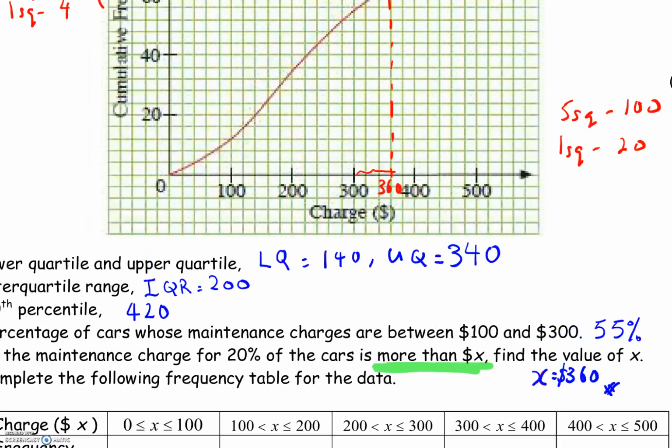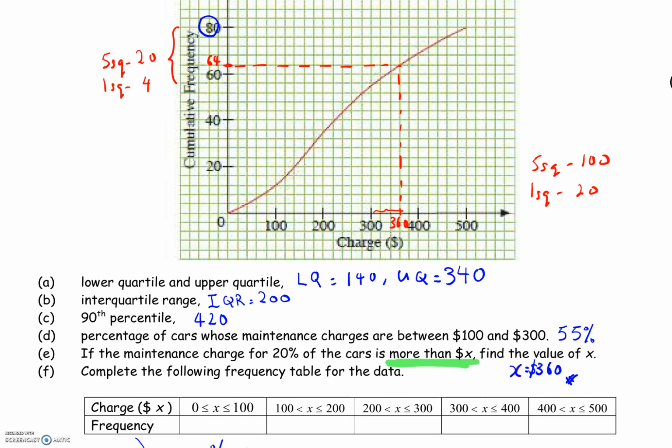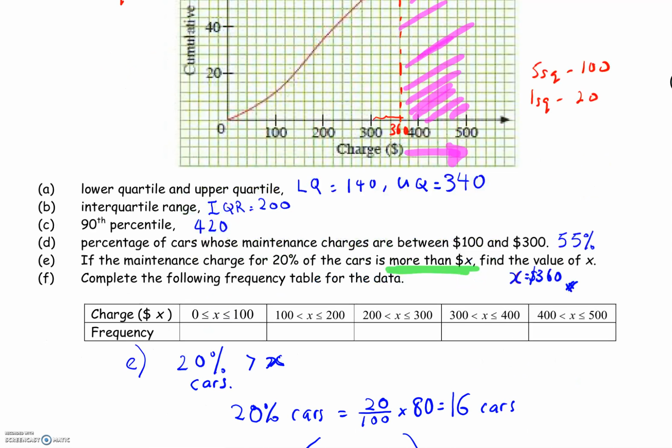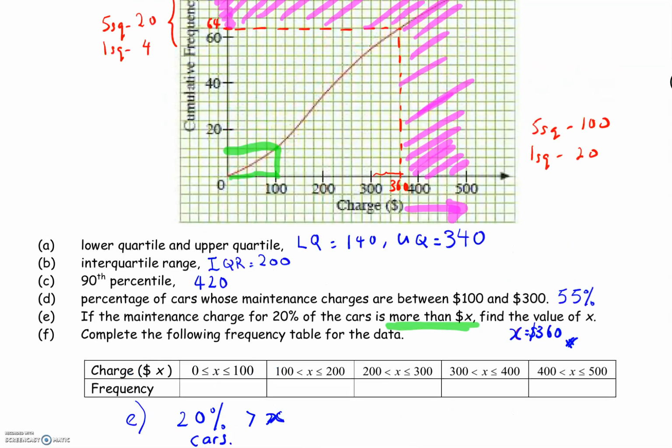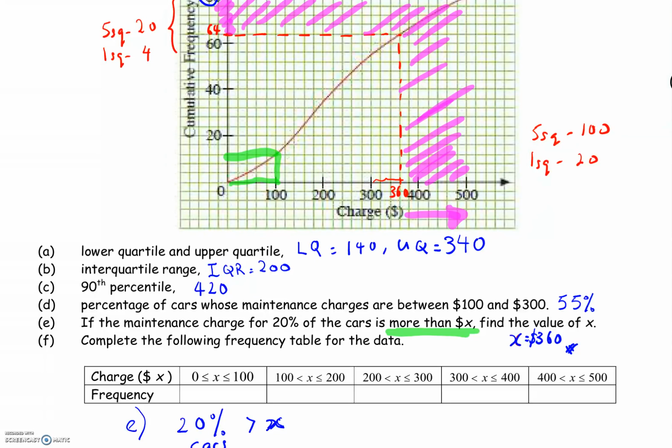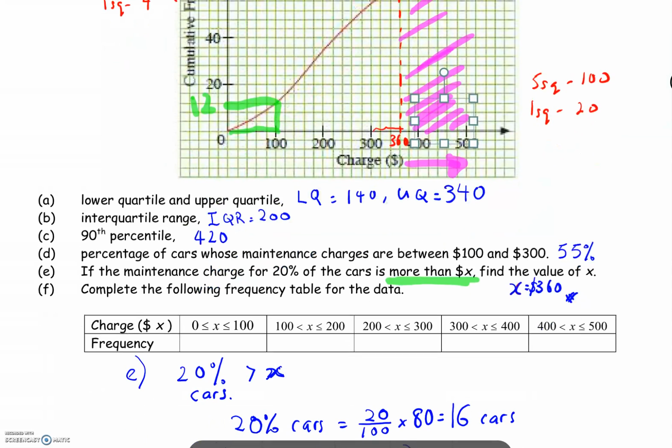So again, how to understand the word "more"? More means I want 64 to 80, this side here. That means I want 360 or more. Clear? Okay, so 0 to 100, that means I go up. What is the value here? Since 1 square is 4, 3 squares will be 12. So this answer is 12.